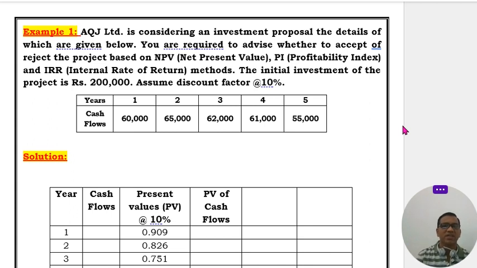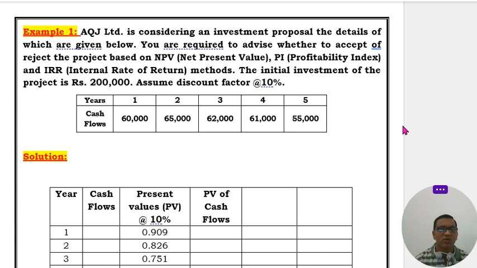So the project is given here. What is the cost of the project? Initial investment 200,000. And what about the cash life of the project? 5 years. What about the cash flows? Yes, cash inflows are given. Cash flow, cash inflow, cash flow after taxes, all three are the same. So cash flows are also given.